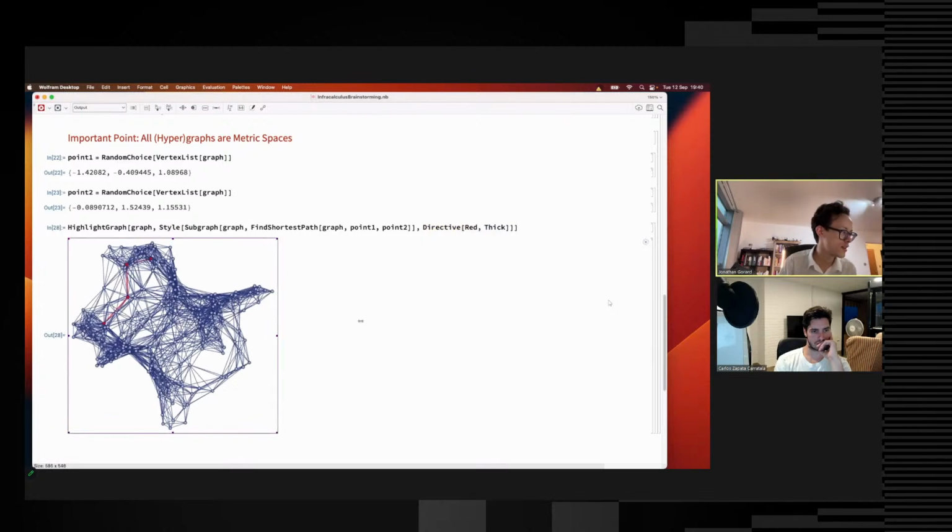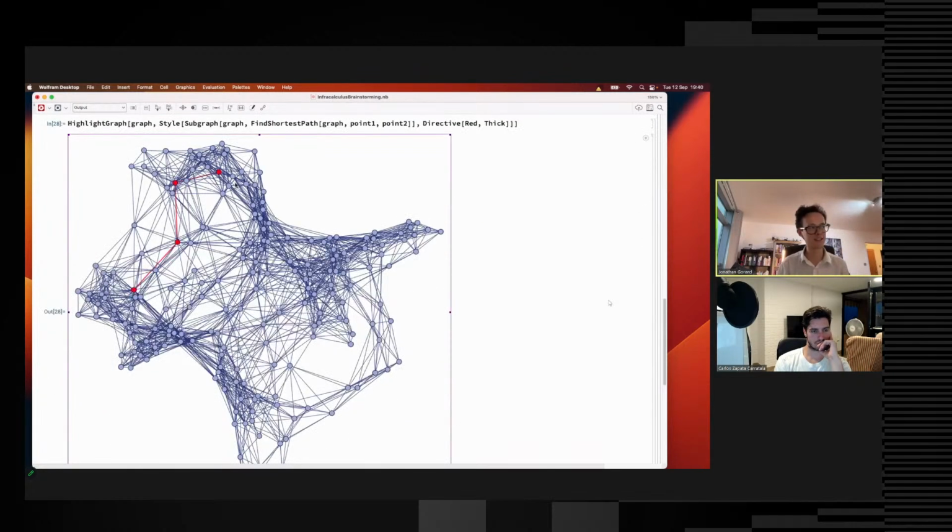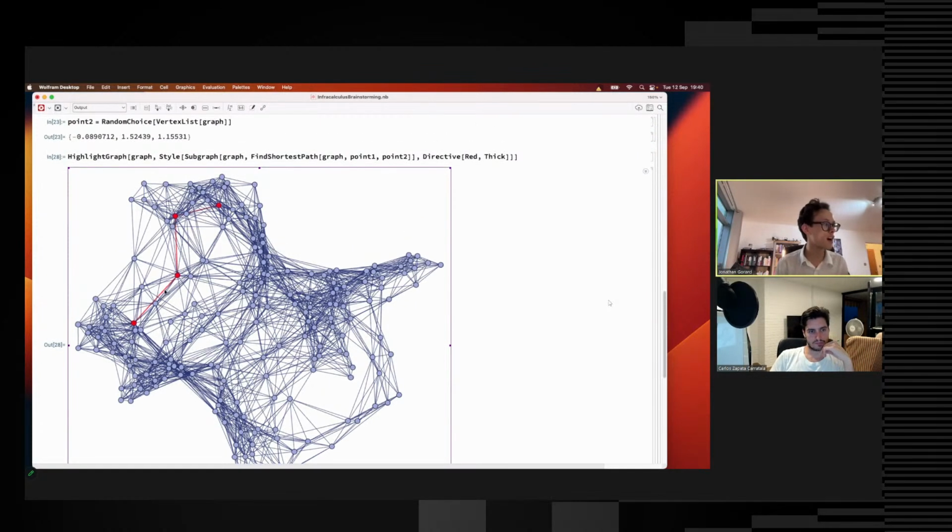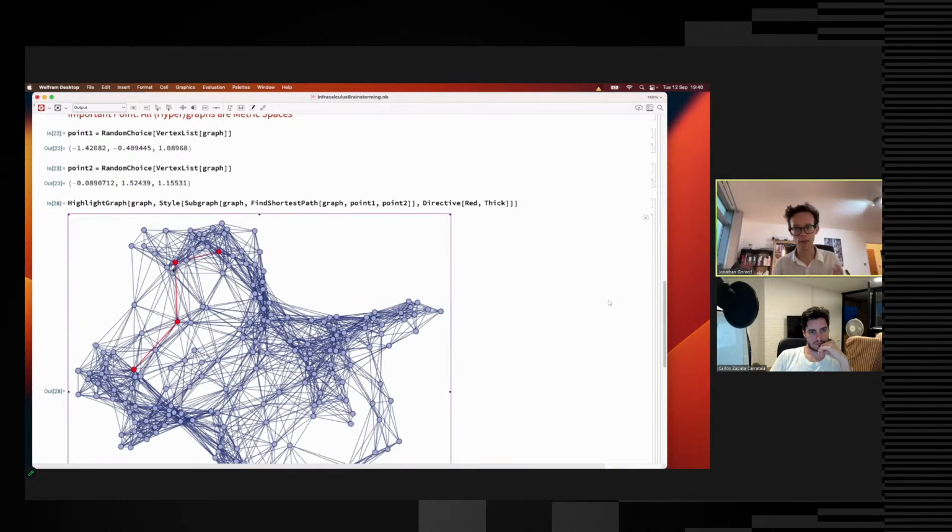There we go. All right, so we've just selected two random points, and we get the shortest path between them. This pair of points has a graph distance of 3, because you have to traverse a minimum of 3 edges to get from one to the other. It's not very difficult to convince yourself, if you look at this for a little bit, that this notion of distance satisfies the axioms of a metric space. So all graphs, therefore, are trivially metric spaces.